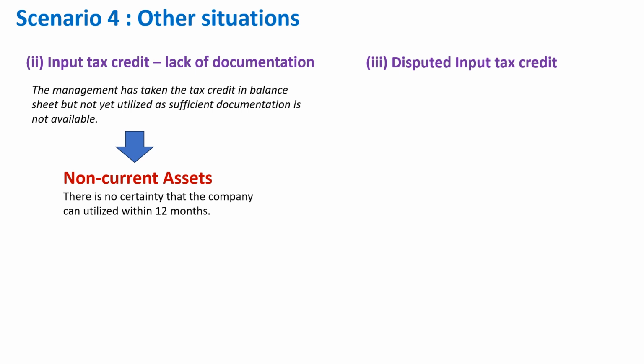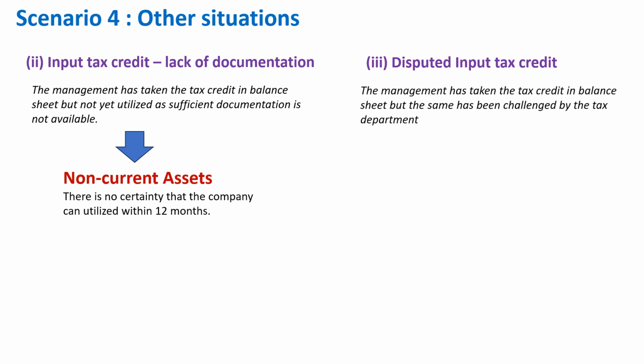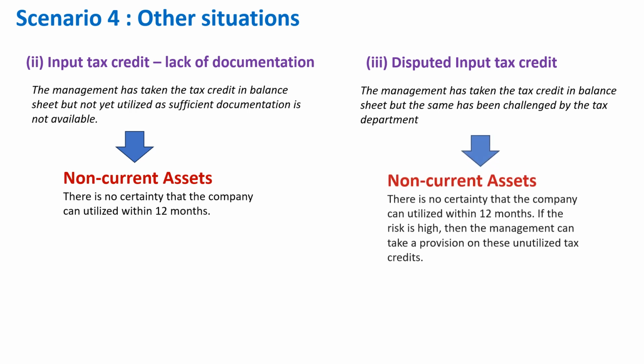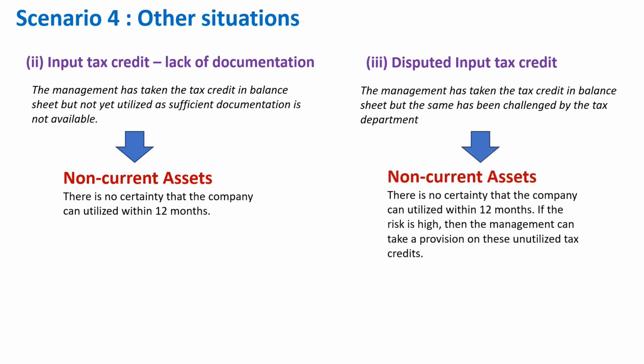Coming to the next point, that is disputed input tax credit. The management has taken the tax credit in the balance sheet, but the same has been challenged by the tax department. So in that case, it will be treated as non-current assets. There is no certainty that the company can utilize it within 12 months. If the risk is high, then the management can take a provision on this unutilized tax credit.